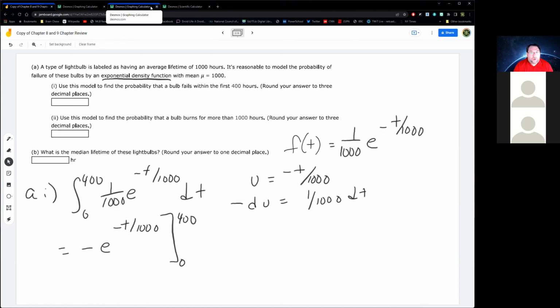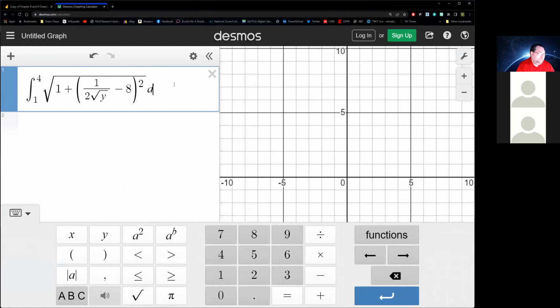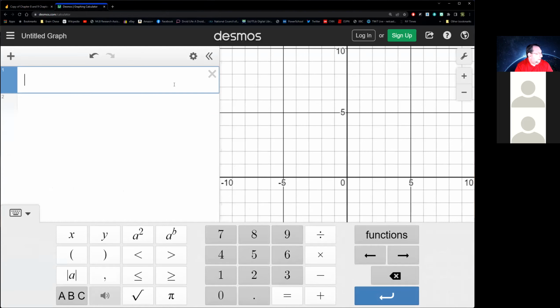So now we're going to use a calculator. See, it says round the answer to 3 decimal places. That means calculator use. For this one, it doesn't actually make much difference if you use the graphing calculator or the scientific calculator because we want it as a decimal. I just use the graphing one at this point. So we've got negative e to the negative 500 over 1,000.